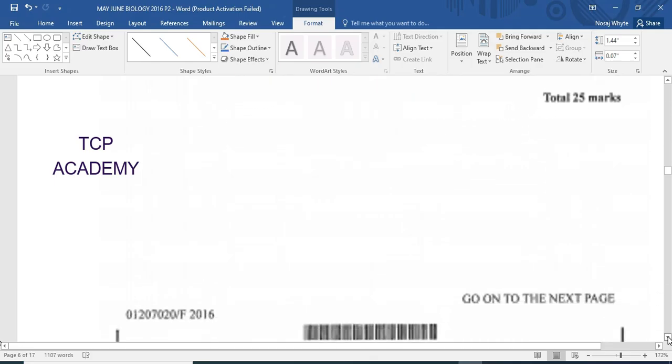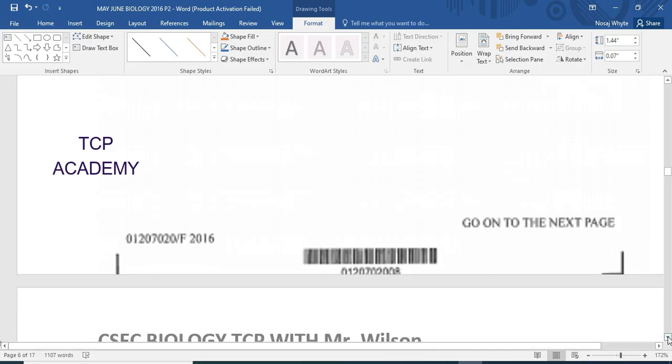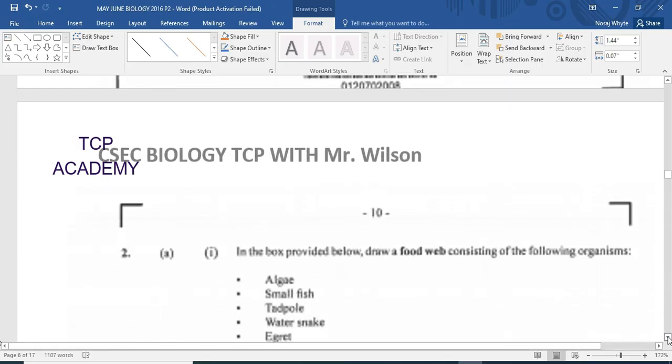That would have covered 25 marks, which is usually the amount of marks allotted for question number 1 on your biology paper 2 exam paper. You want to ensure that you have that all covered. Here we are looking at question number 2, 2AI.